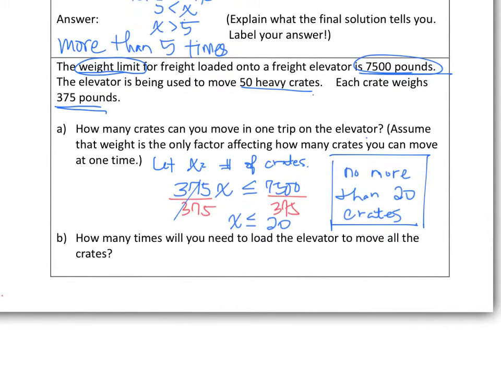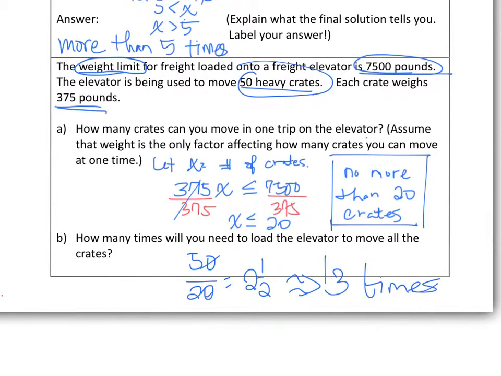How many times will you need to load the elevator to move all the crates? Since you have 50 crates, then you take 50 and you divide by 20 to find out how many times. So this would be 2.5. So you need to round up. So you take 3 times to move everything. And that concludes our lesson.